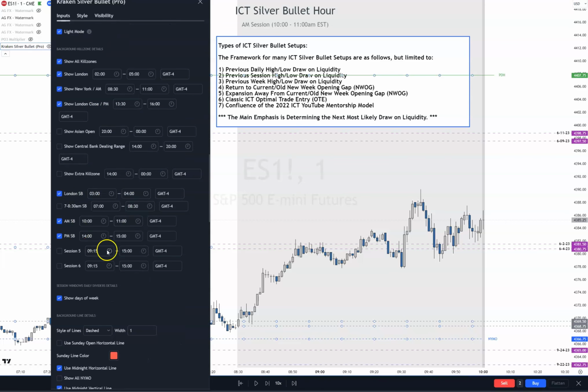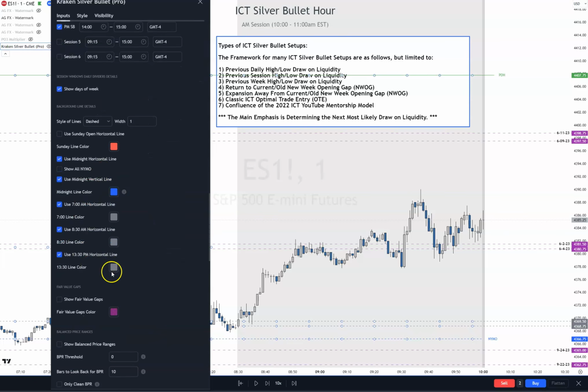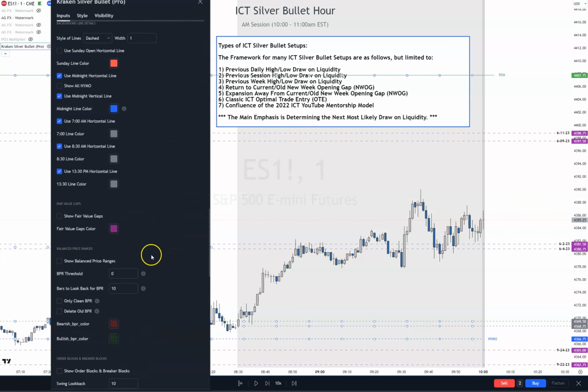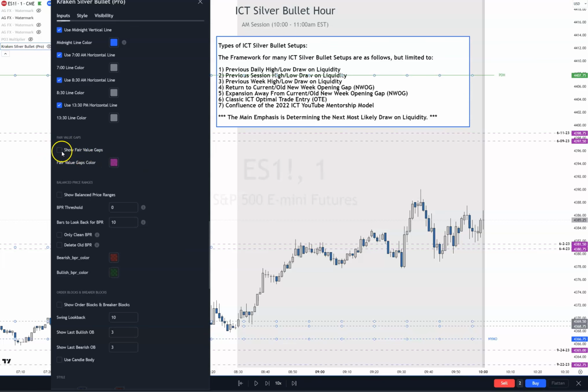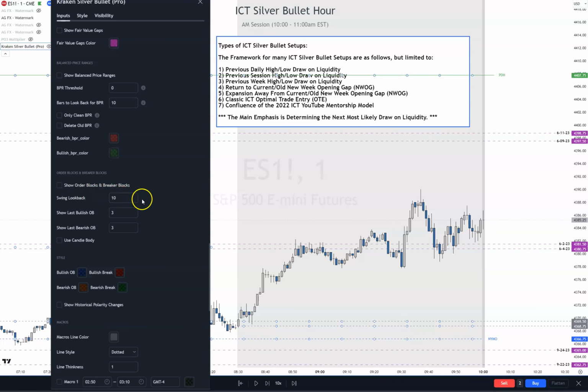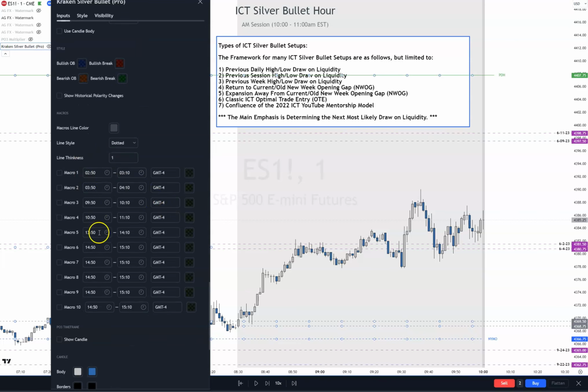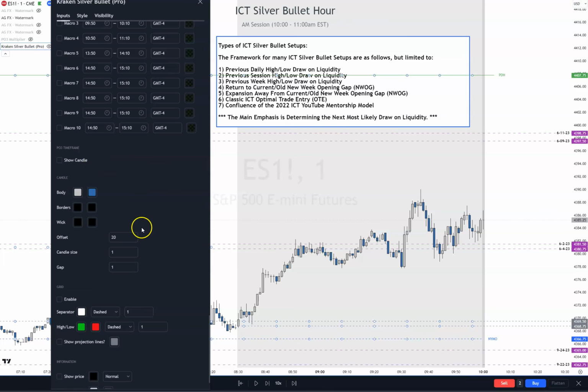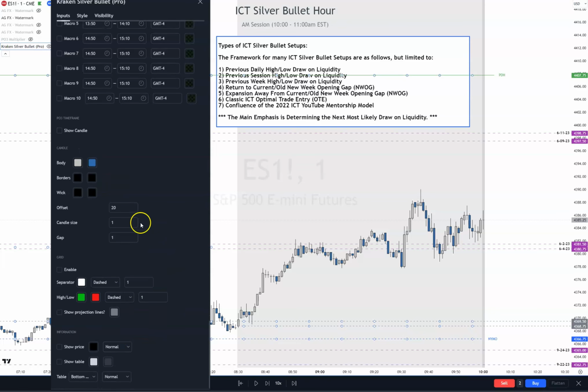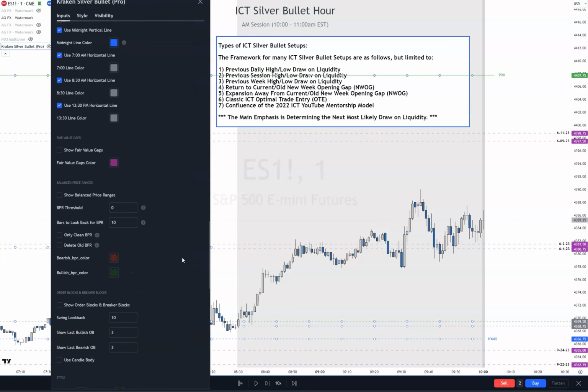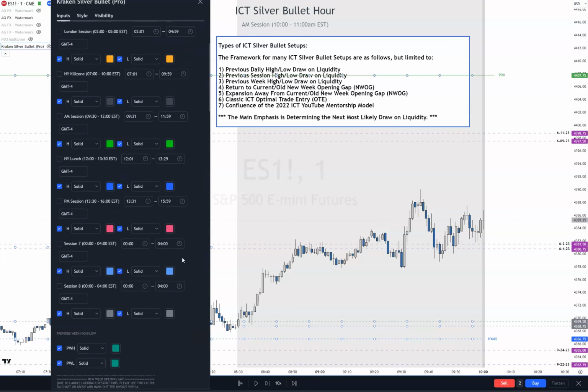Killzone backgrounds, Silver Bullet backgrounds like you see in my videos, a whole bunch of different lines that we're adding here for normal analysis. You can have show fair value gaps, you have show balanced price ranges, show order blocks and breaker blocks. You have 10 macros that you can turn on, macro backgrounds to highlight when the macros are occurring. And then the power of 3 candles, open, high, low, close, for the 2 hourly candles. Okay, the last full hour and the current hour, and they paint live.